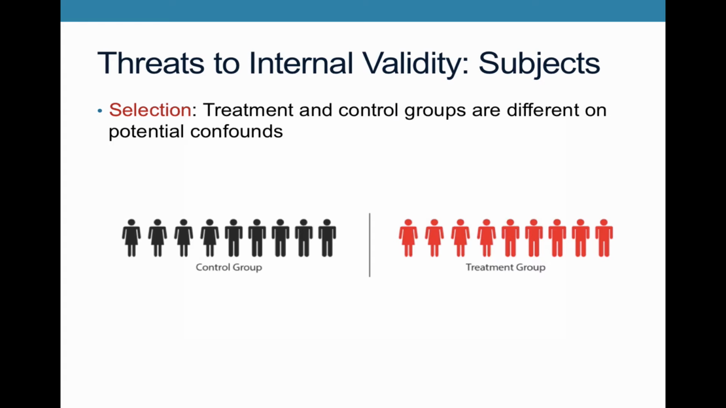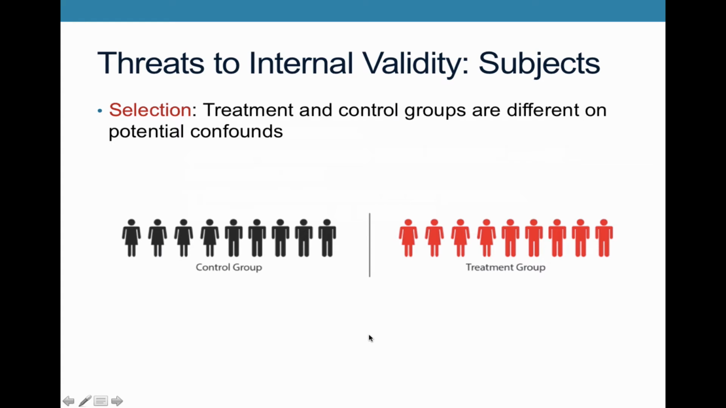We might have a problem with the selection of our subjects. Namely, we might find that the treatment and the control groups are different on potential confounds. So remember, we have selected our treatment and control groups, and then we randomly assigned them into treatment and control to make sure that they are equivalent on confounds. And so here we see the control group, the dark gray, and the red is the treatment group. And you can see here that both have 4 women and 5 men. So they look basically the same.